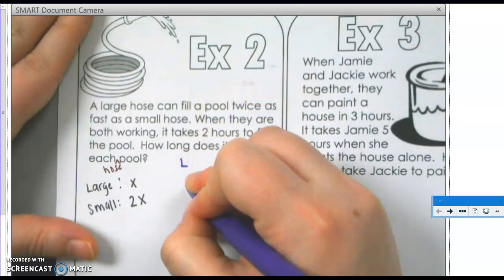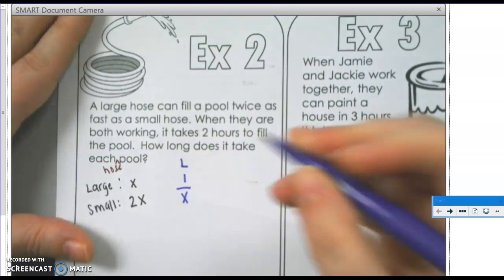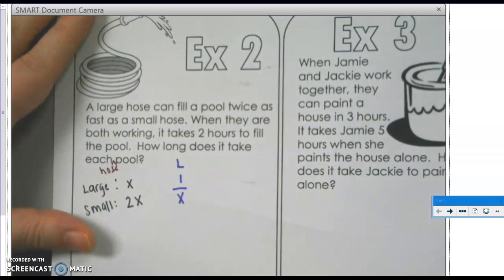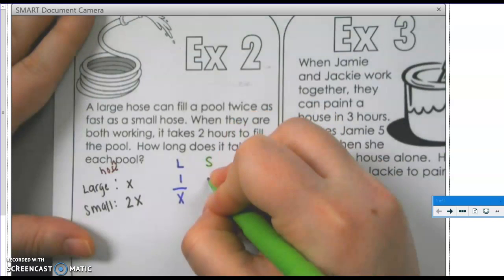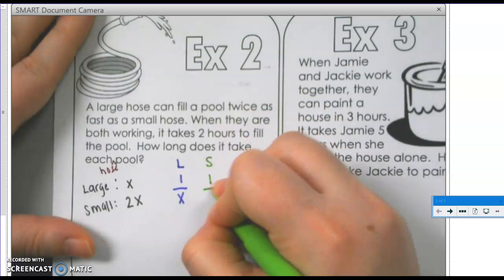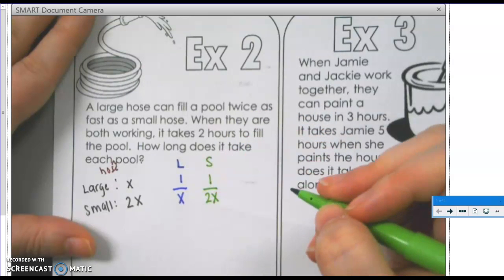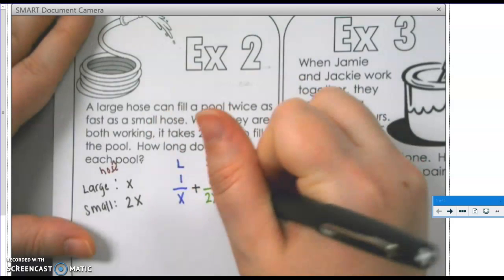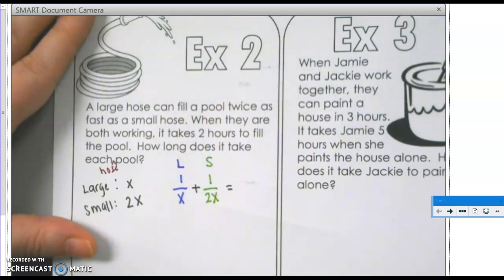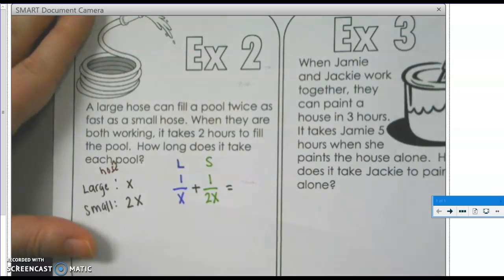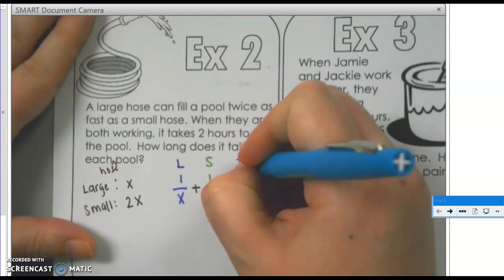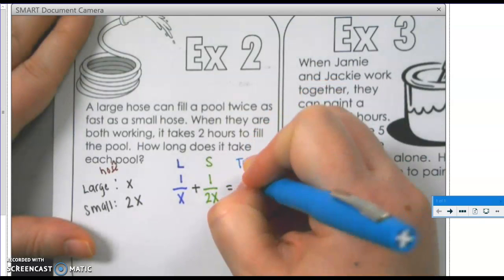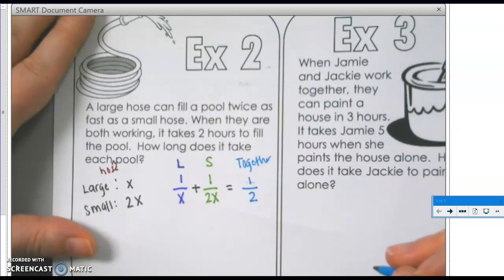So my large hose is 1 pool over X amount of time. I don't know what it is. My small hose takes 2 times as long. They're running together. They're both on, so they're working together. And when they are both working, it takes 2 hours. So their together rate, 1 pool in 2 hours.